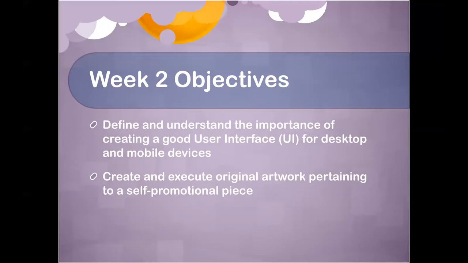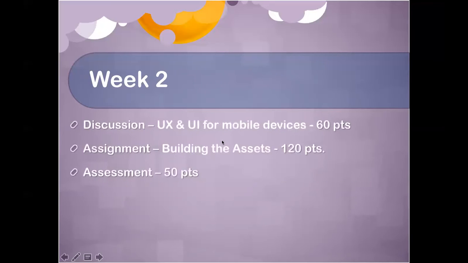So let's see. Let's now look at the discussion. It's going to be 60 points. The assignment, 120. Building the assets. And then the assessment, 50 points. Actually, week 2 assessment should be 100 points. I'll double check that. It may be a typo. We'll double check that later.